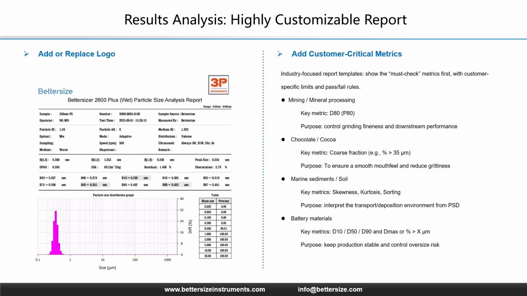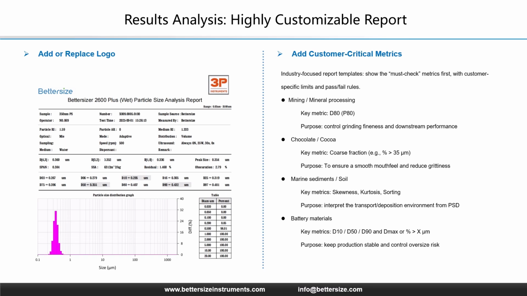A report should not just be data. It should be a direct answer to your industry's specific question. We allow you to strip away the noise and highlight the customer-critical metrics that drive your processes. Consider the diversity of applications. A mining engineer controlling a grinding circuit does not care about mean diameter. They need the D80 or P80 to ensure liberation efficiency.